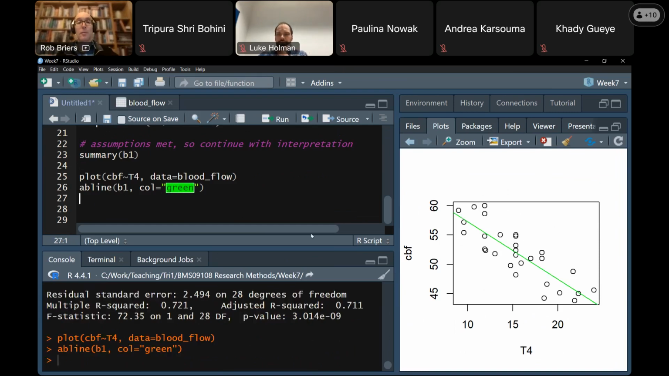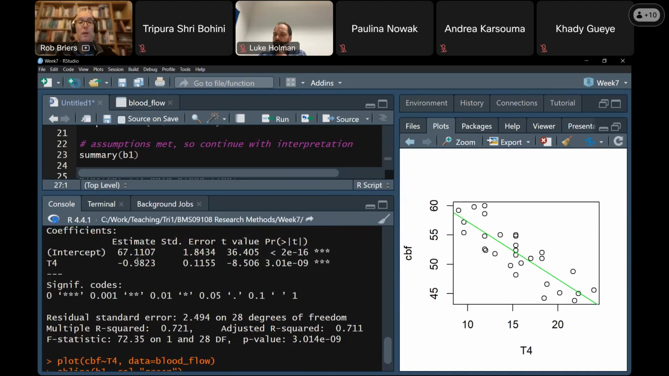So that's that line. That line is the line that we fitted through those data by fitting that regression. So the regression that we've said is a strong negative relationship between T4 and cerebral blood flow that explains 71% of the variation in cerebral blood flow. That line represents the model that we fitted there. And that line is created from these two values, basically where it crosses here and how fast it decreases.